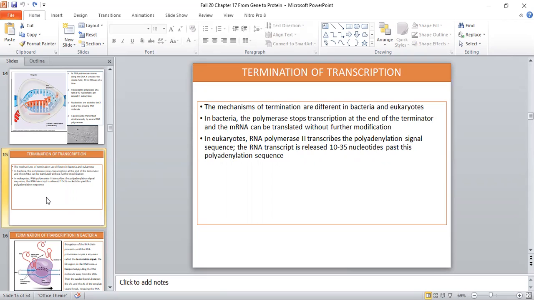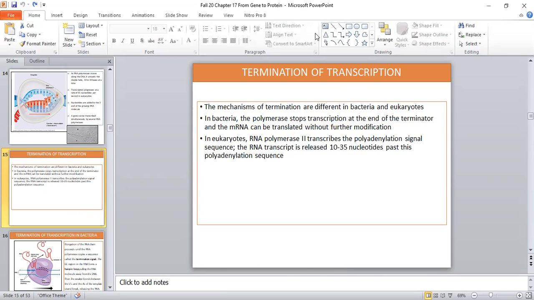So in this way, the complex of DNA template strand, coding strand and messenger RNA will get separated from each other. Okay. This you understood, yes? Yes, I understood. Okay, now the mechanisms of termination are different in bacteria and eukaryotes. This is interesting. For your level, this you require.